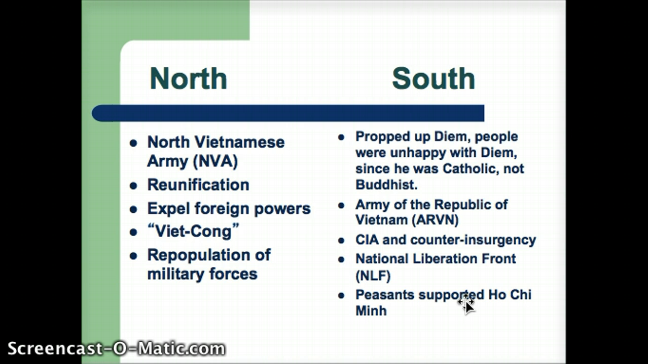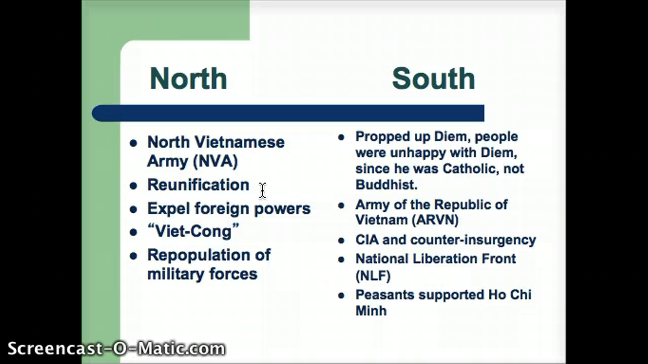If you look at the North and the South in Vietnam, in the North you had the NVA, the North Vietnamese Army. They used a lot of guerrilla warfare and tunnel tactics to outmaneuver and outsmart the United States and the South. They had this idea of reunification. They wanted to bring the North and the South together as one and expel the foreign powers, and who could blame them? For hundreds of years, they've seen other countries come in and take over, so they were ready to move forward. They would also be known as the Viet Cong.